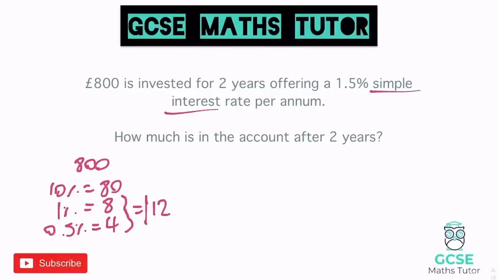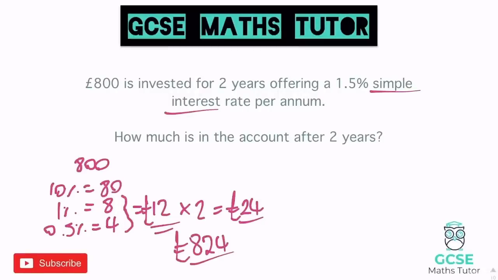So we get £12 there for our 1.5%. Now we can do this using a calculator as well, which I'll discuss in a sec, but if we're going to get £12 per year, simple interest just means that's what we're going to get per year. So if it's 2 years, we'll times that by 2, and we will get £24. So that's the amount of interest we'll earn. It does say how much is in the account though, so if we add that back into the account, we'd have £824 as our final answer.